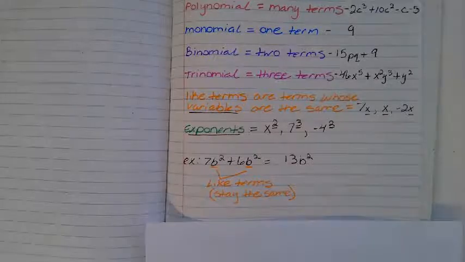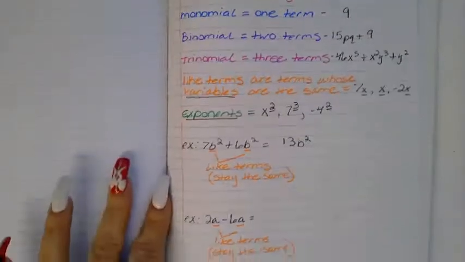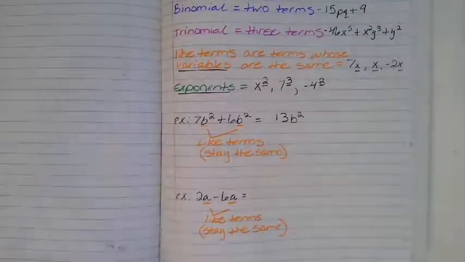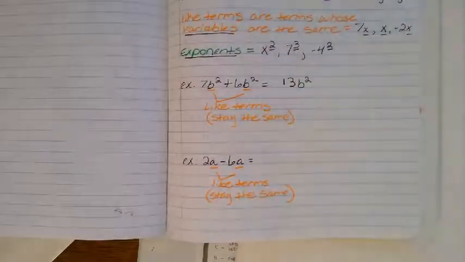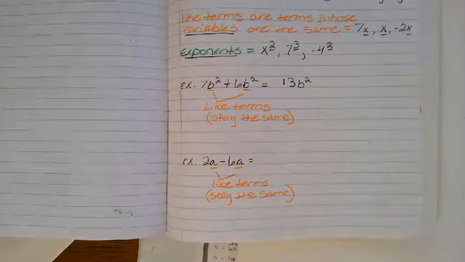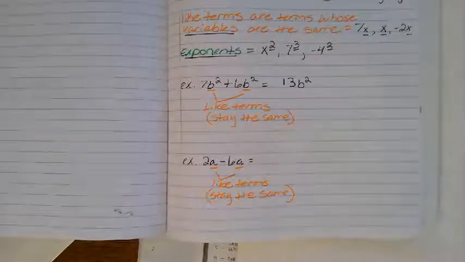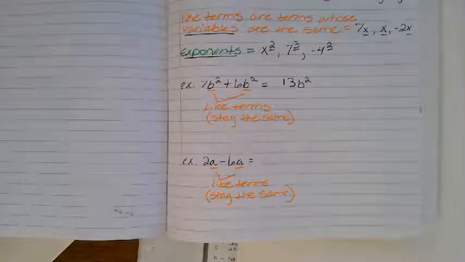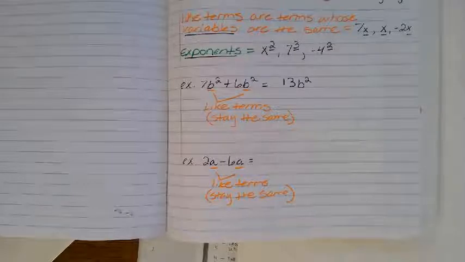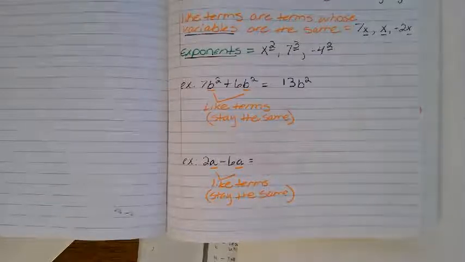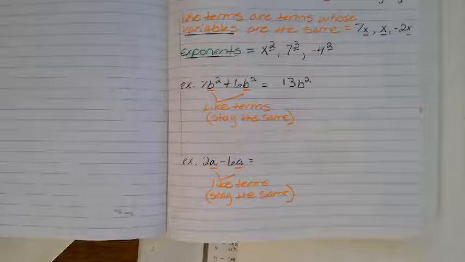All right, let's look at this bottom one. So we have, let me move it a little bit, 2a minus 6a. And remember, those a's are like terms, so they're going to stay the same. So this one's similar, obviously, to the first one we did. So go ahead and, if you think you know the answer, pop it in the chat too. So 2a minus 6a.